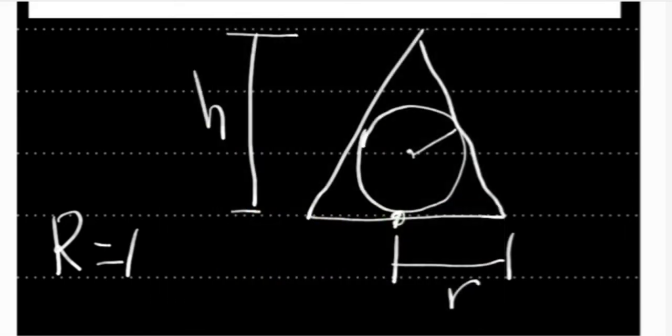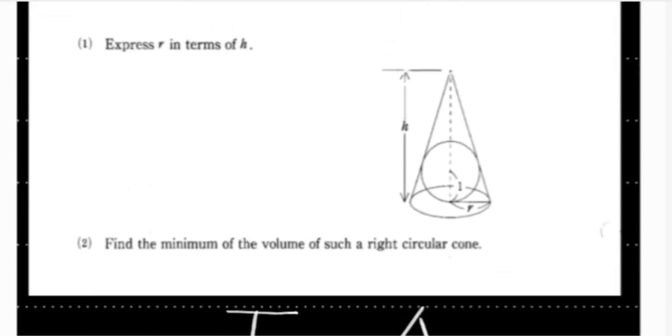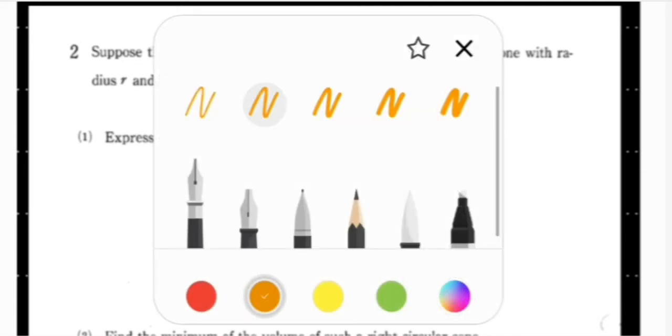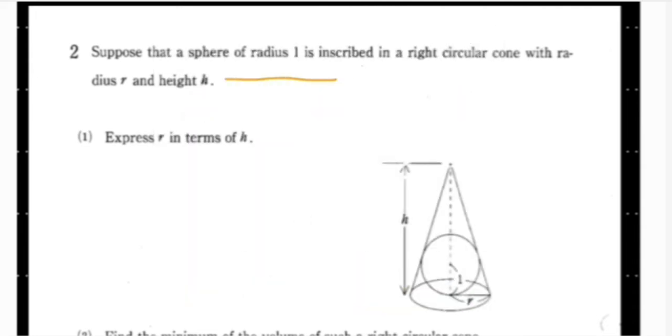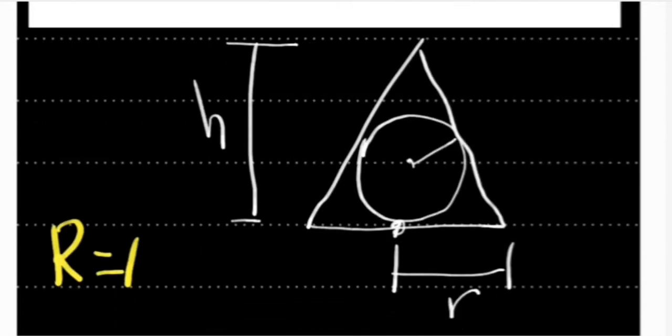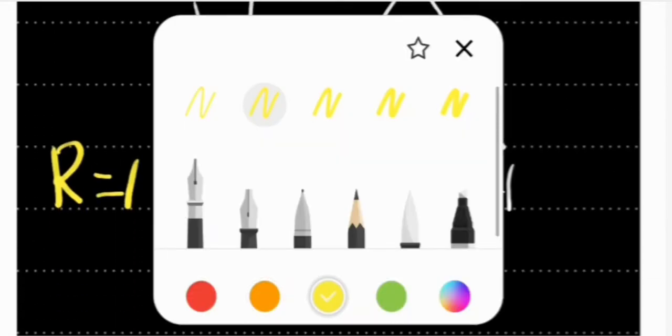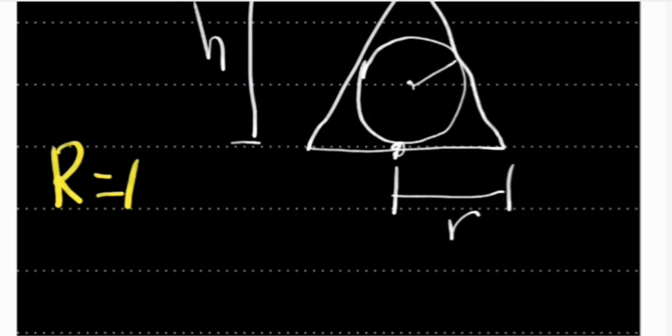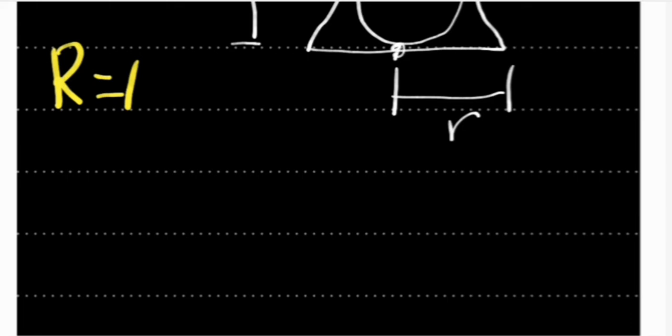So big R is equal to 1. How do I know this? Well, he told me this. He said, over here, a sphere of radius 1 is inscribed in the right circular cone with a radius small r. Why am I going to call it big R? Because I want us to calculate a value for anyone, because for example in the next exam the big R might not be 1, okay?